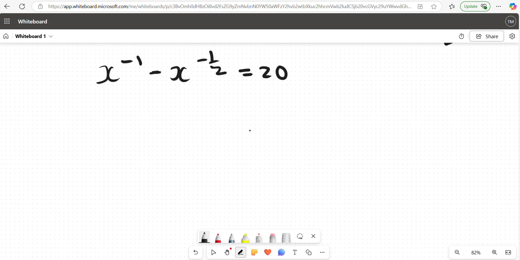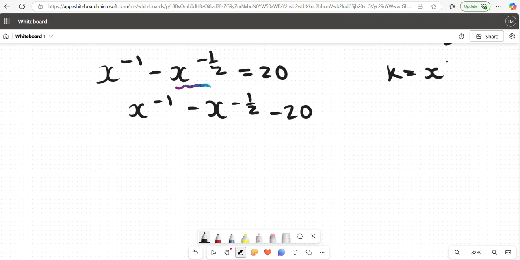So we have this again. The middle one is almost always going to be your k. So let's bring everything to one side. If I do that, I have x to this, minus x to the power of negative a half, minus 20, and I'm saying k is the middle one, which is the x to the power of negative a half. Almost always, if you square the half, you end up getting a negative 1.